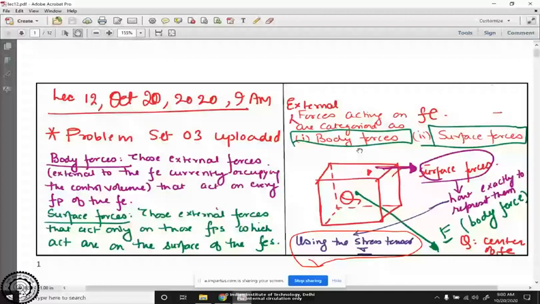All right, so yesterday I uploaded problem set 3 on the course page, and we will discuss these questions tomorrow in the tutorial session. These questions are based up to the definition of the stress tensor, which I covered in the last class. Also, I will review the definition during the next 5 minutes. So lecture wise, we are ready to attempt solving those problems.